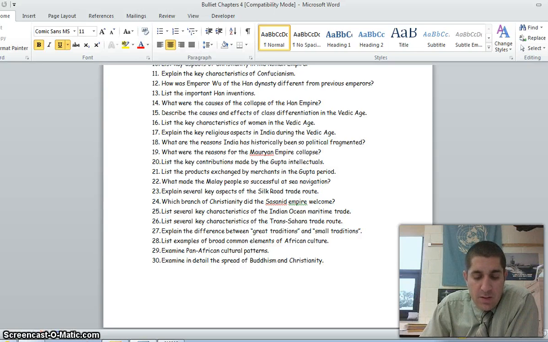The first continuity and change over time thesis statement is in India from the year 324 BCE to 550 CE, and you're looking at the continuities and changes over time in regards to political, economic, and social characteristics. The second continuity and change over time takes place on the Trans-Sahara.